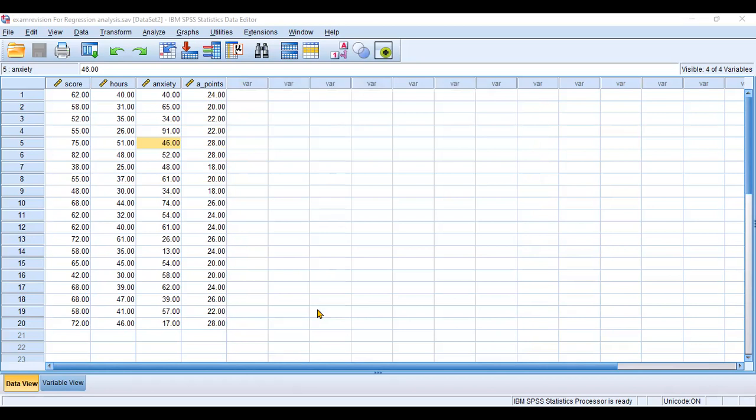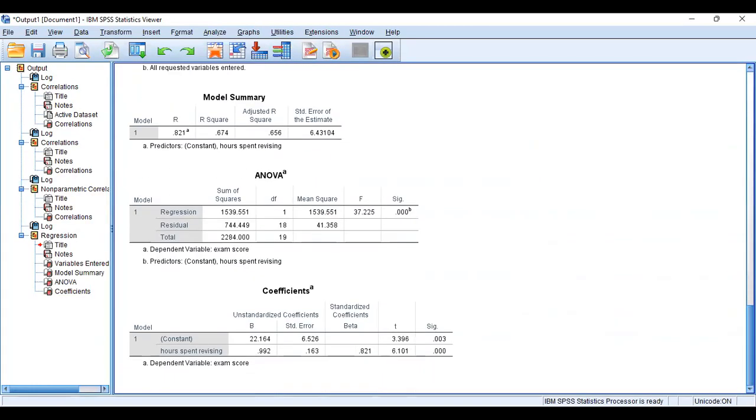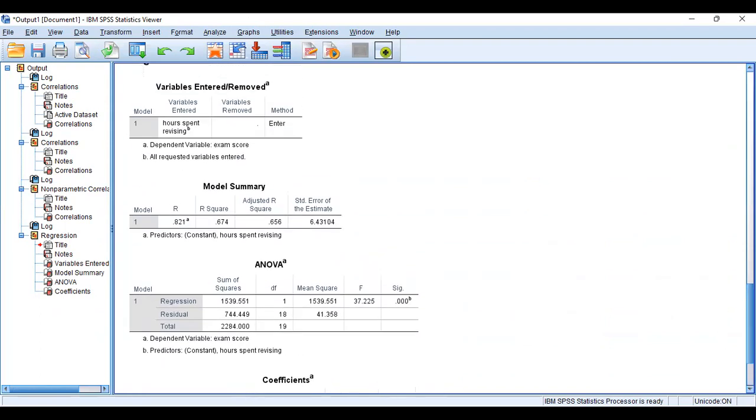So here we have our output. With our output, we first have the first table. From the first table, it basically establishes the variables we have entered in our model. For instance, we see that the variable entered is time spent revising, and the method of analysis we're using is the default, which is enter. Then our dependent variable is exam score, and so all variables were entered at once.